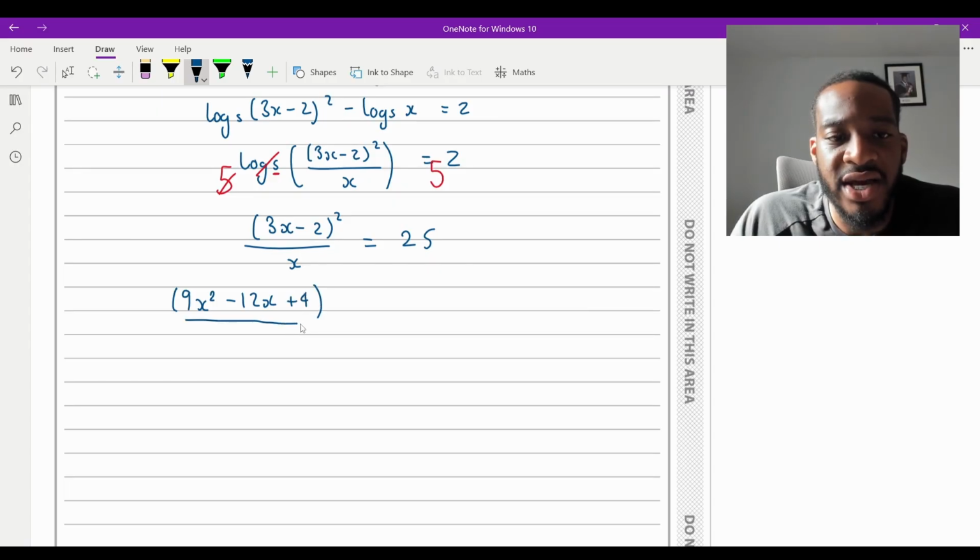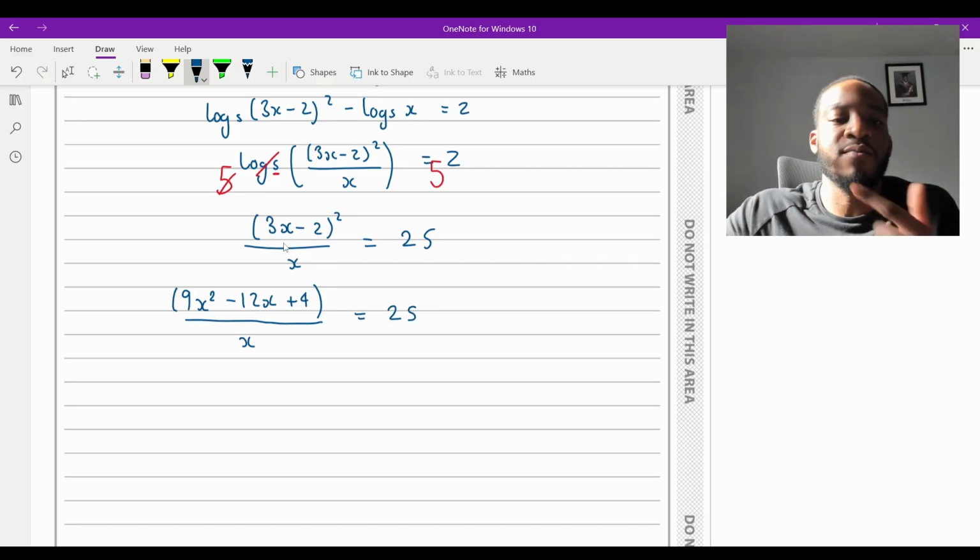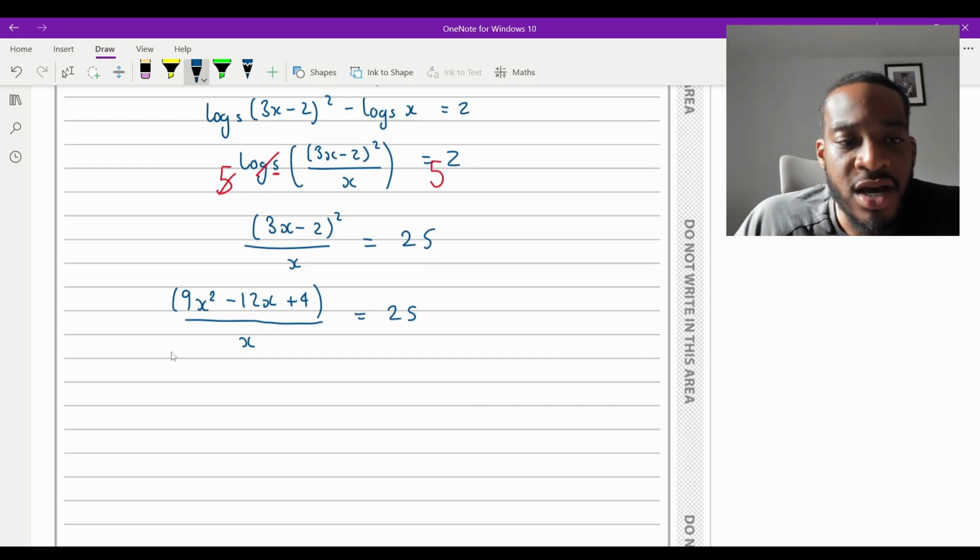And then this is all over x, and then this is equal to 25. Again, this is just me doing it quickly. You can just do 3x minus 2, 3x minus 2, use the FOIL method and expand, you get the same thing. Anyways, continuing, I'm going to times 3 by x, so I'm going to have 9x squared minus 12x plus 4 is going to equal 25x, isn't it?